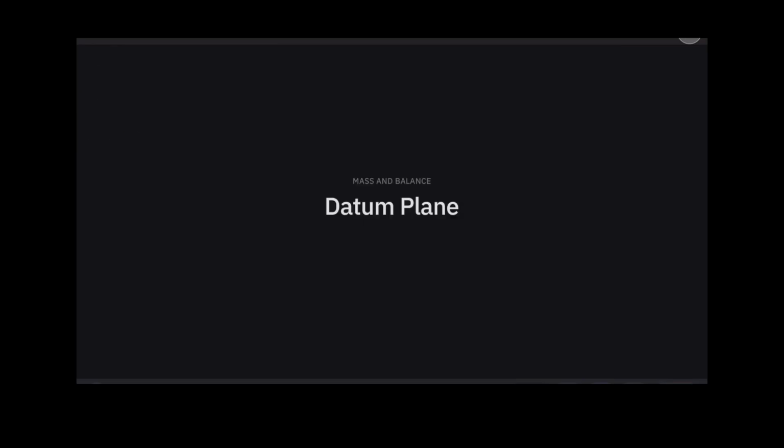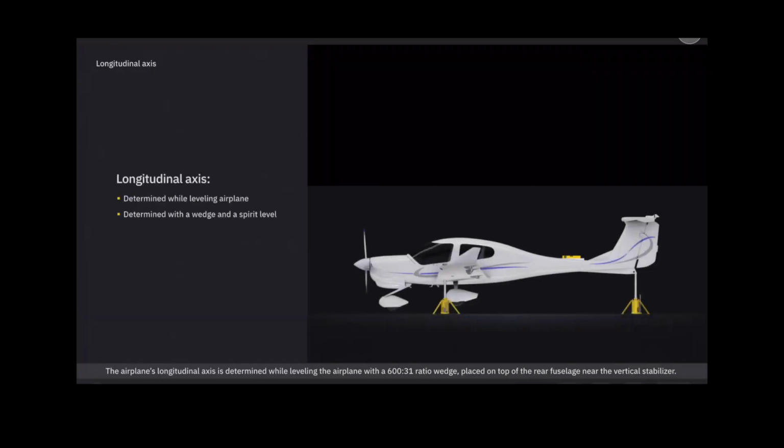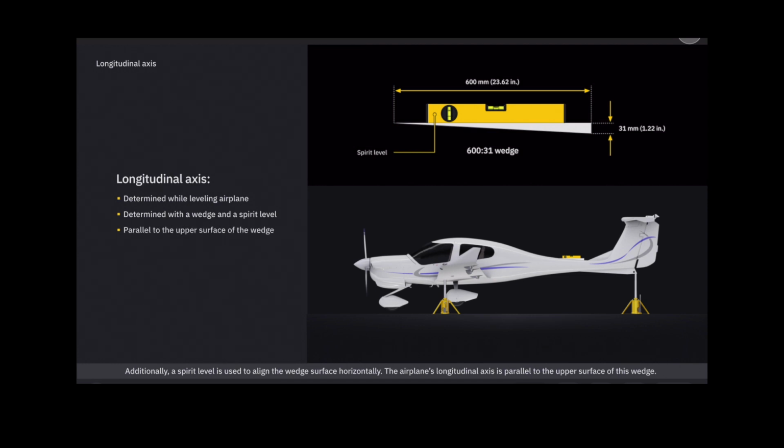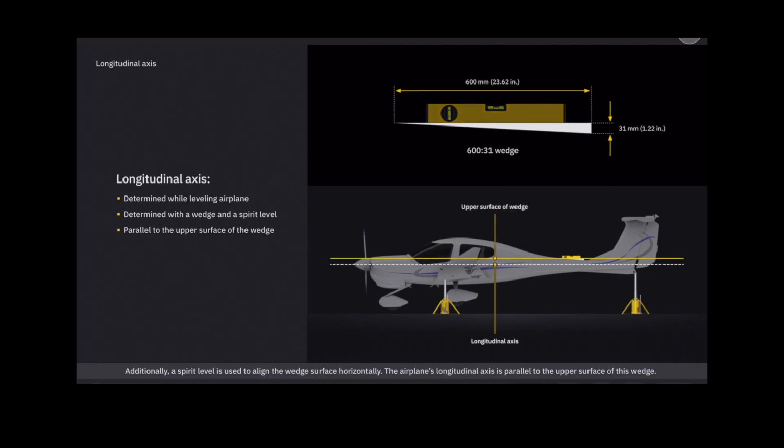Datum plane. The airplane's longitudinal axis is determined while leveling the airplane with a 600:31 ratio wedge placed on top of the rear fuselage near the vertical stabilizer. Additionally, a spirit level is used to align the wedge surface horizontally. The airplane's longitudinal axis is parallel to the upper surface of this wedge.